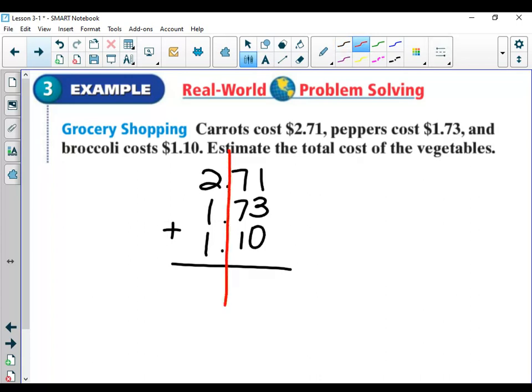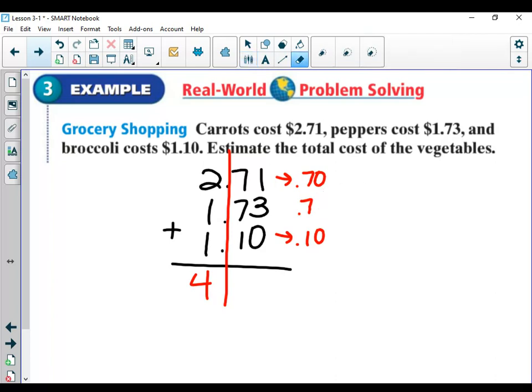Add the front just like it is, 4. Round the end a little bit. 10 cents, I'm just going to leave like 10 cents. And 73 cents could kind of go two ways. Some people might not mind having 75 cents. Other people might say, nope, I'm following the rules, 70 cents. You pick.